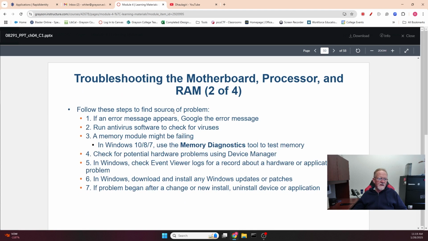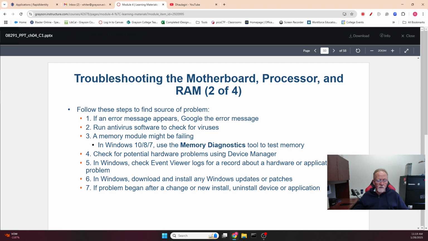Follow steps to find the source of the problem. If it's an error message, Google it. Google is your friend. Run antivirus, anti-malware software. A memory module might be failing, so you can use the memory diagnostics tool if you've got Windows 10, 8, 7, or 11 for that matter. In the BIOS setup, there is a memory diagnostics tool to test the memory. In fact, there's a whole bunch of diagnostics tools you can use in that.